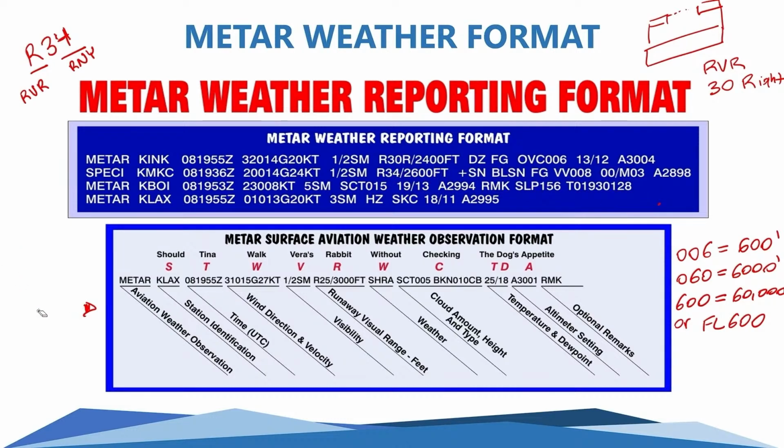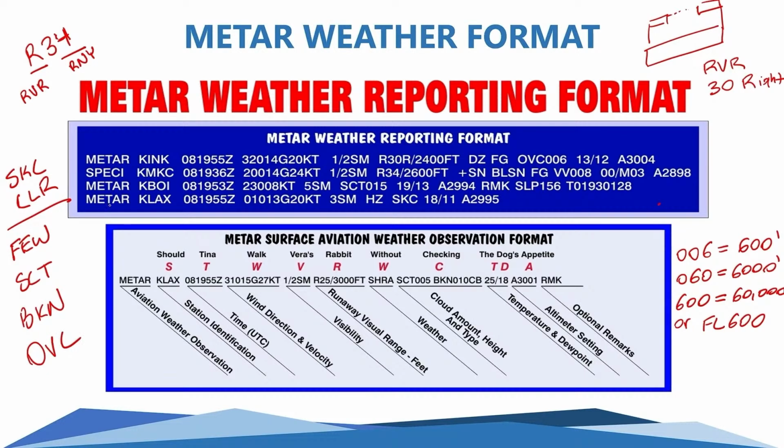So for those that are asking, what are the cloud coverage? Very simply, you've got sky clear, SKC, or it's going to be CLR. That's basically no clouds in the sky. Then you have few, scattered, broken, and overcast, which is going to be obviously a full overcast layer.